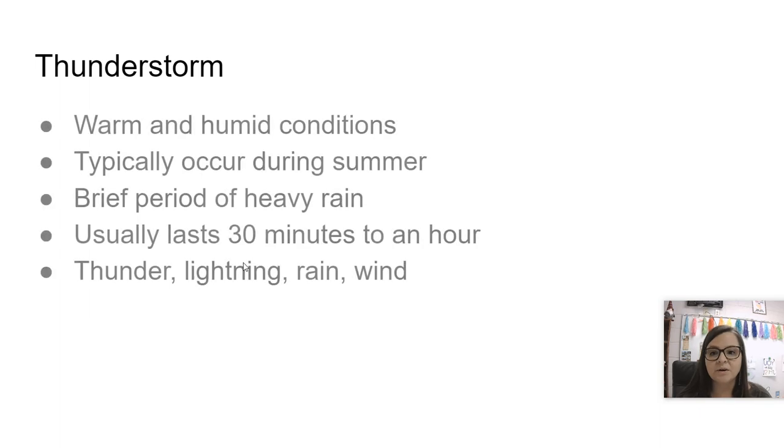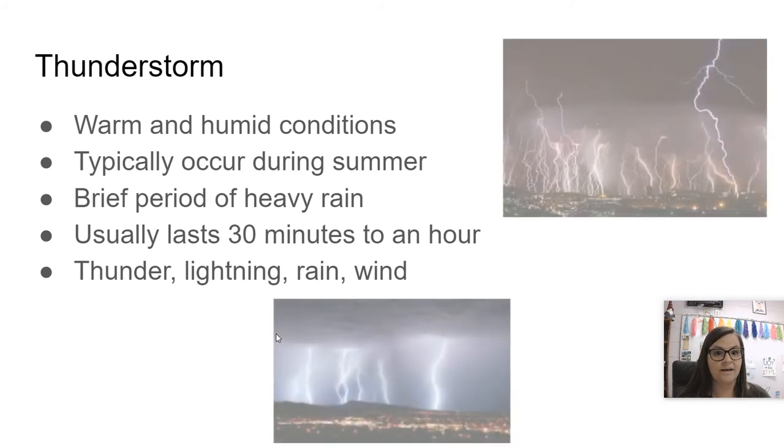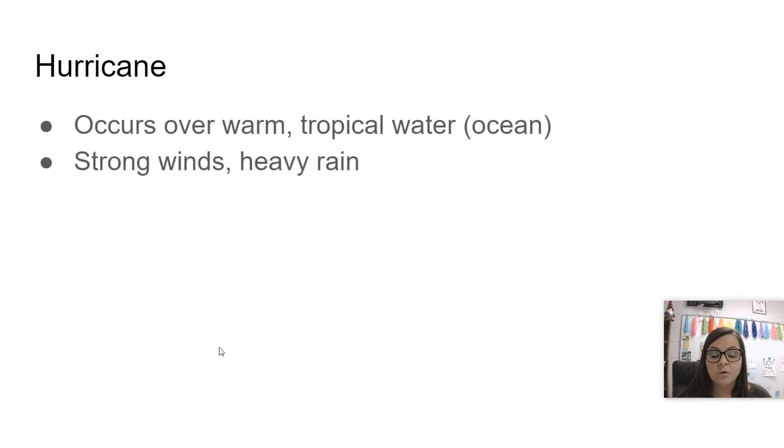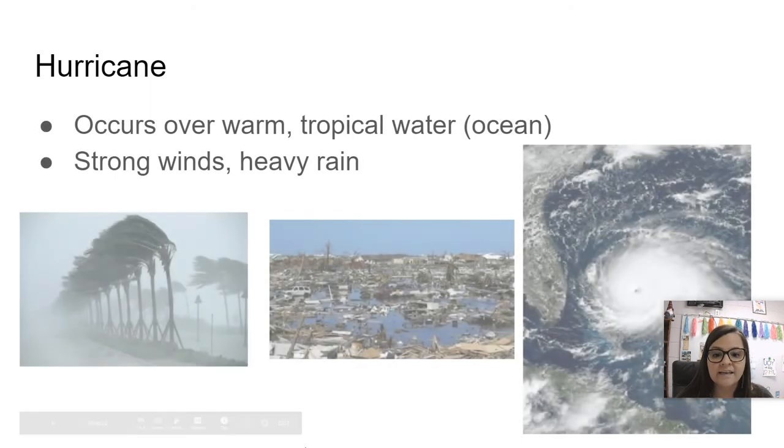A thunderstorm. Warm and humid conditions typically occur during summer. Brief period of heavy rain only lasts about 30 minutes to an hour. Has thunder, lightning, rain, and wind. Hurricane occurs over warm tropical waters like oceans. Strong winds and heavy rain.